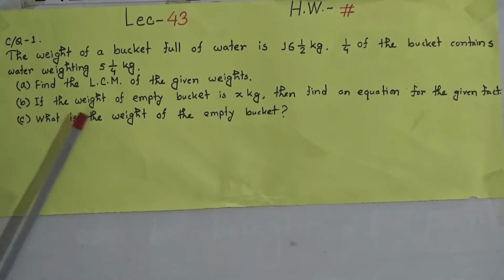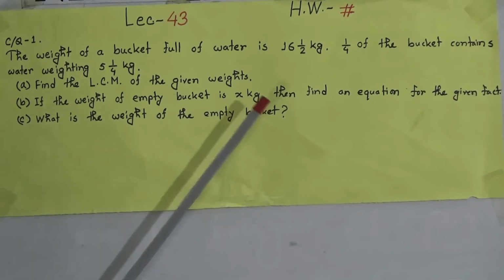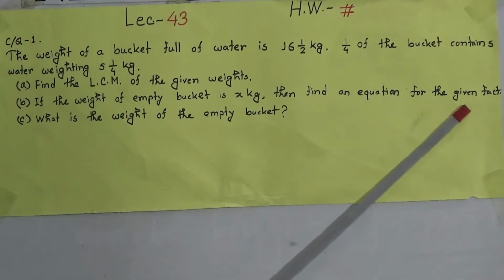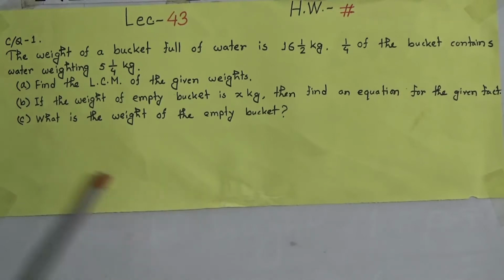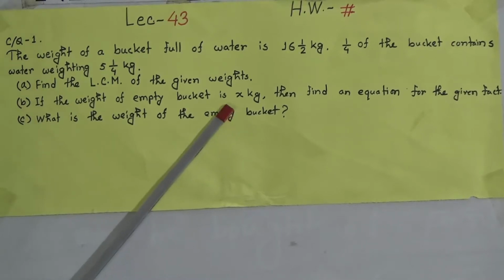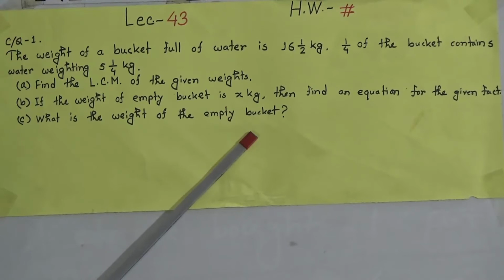Activity B is, if the weight of the empty bucket is x kg, we have to suppose that the empty bucket's weight is x kg, then find an equation for the given fact. The fact is given in the stem, we have to find an equation, okay. Activity C is what is the weight of the empty bucket. That means we have to find out the value of x, because x is the weight of the empty bucket, right.